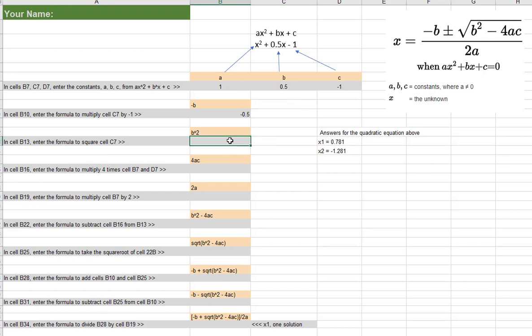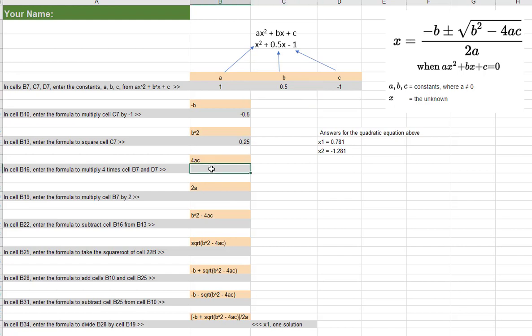Here it says in this cell, B13, enter the formula to square whatever is in C7. So we're doing B squared. Here we're going to enter the formula, enter the plus sign, then click on that cell, and square that as follows, and I get 0.25. If this were like 10, I should get 100, and that's what I get. So I'll go back to 0.5.